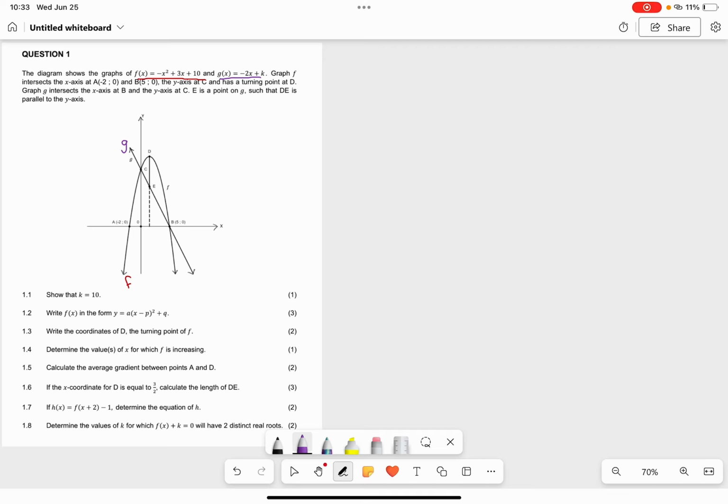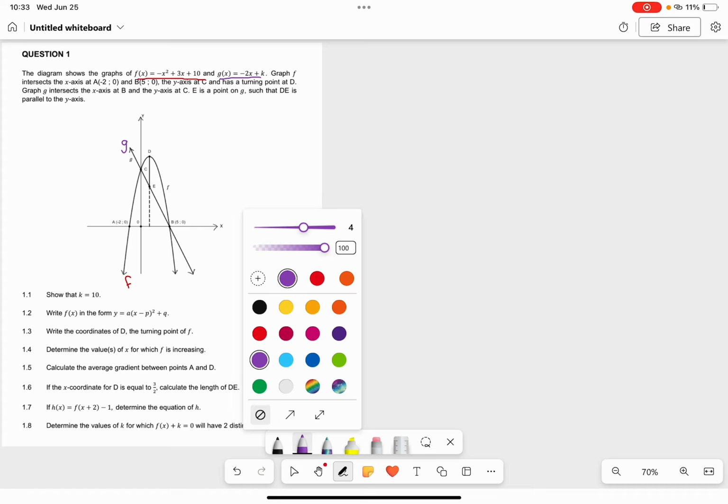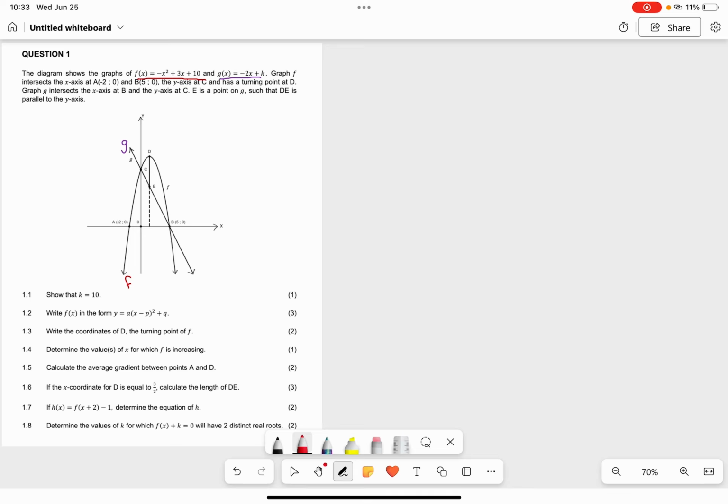Then the first question: they said the graph of f intersects the x-axis at A, which is negative 2. I'm going to do it in an array so that we know that these values pertain to f. The graph of f intersects the x-axis, so they are saying that the x-intercepts are A is negative 2 and 0, and B is 5 and 0. And then it says the y-axis at C, we don't know the value of C, but we know that's the y-intercept of f. And then it has a turning point at D, okay?